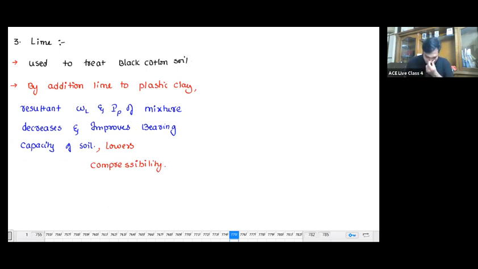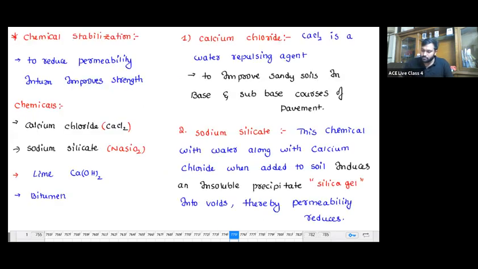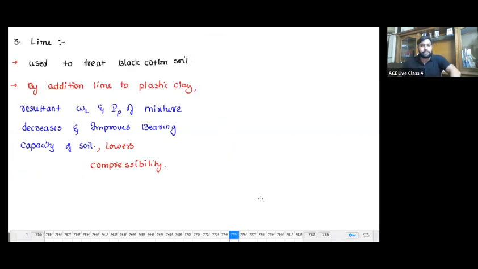Okay. That's about the lime. Yes, they have used it for the Leaning Tower of Pisa also. So lime is used to treat the black cotton soil mass. Okay, and next one.